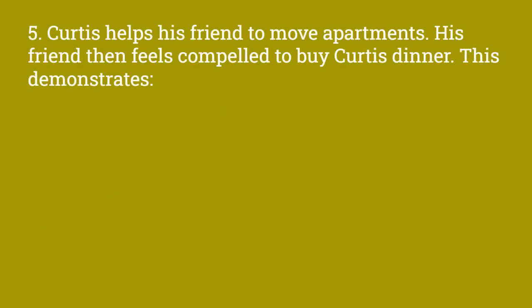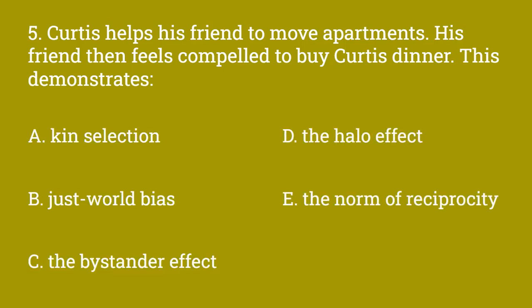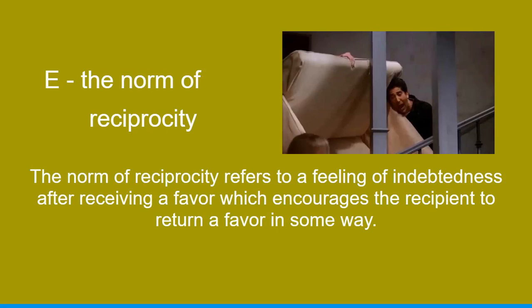Curtis helps his friend to move apartments. His friend then feels compelled to buy Curtis dinner. This demonstrates kin selection, just world bias, the bystander effect, the halo effect, the norm of reciprocity. And this would be E, the norm of reciprocity. The norm of reciprocity refers to a feeling of indebtedness after receiving a favor, which encourages the recipient to return a favor in some way.